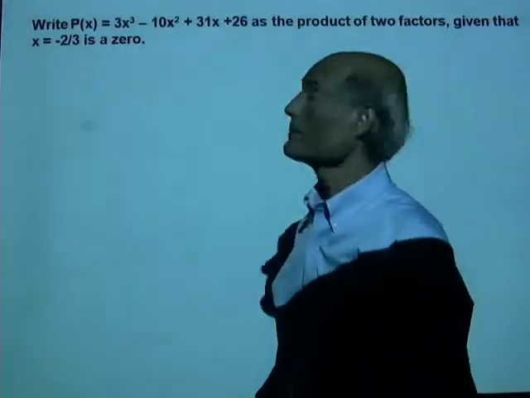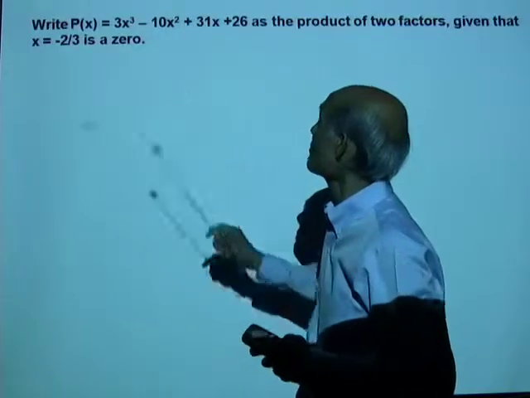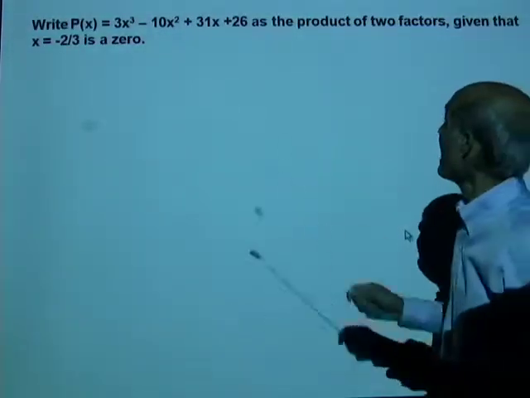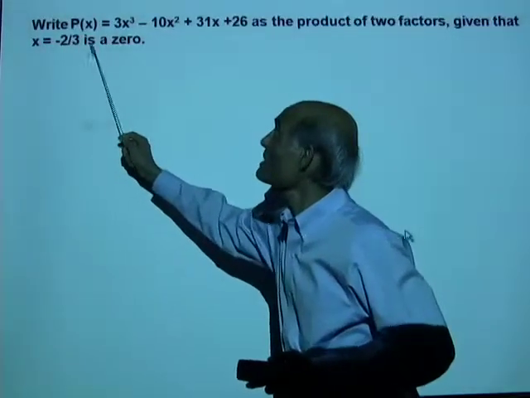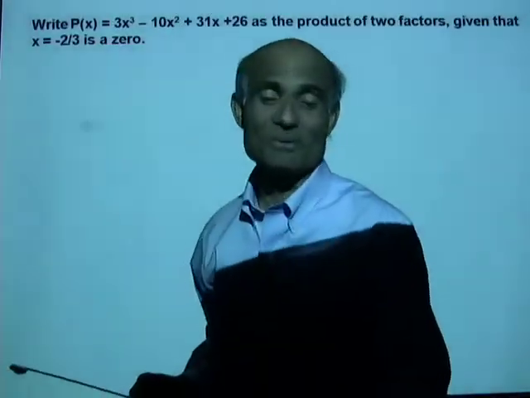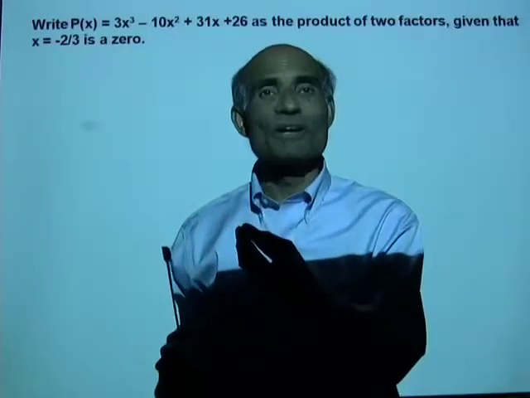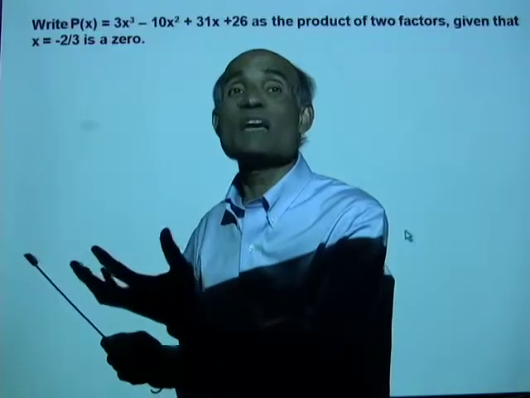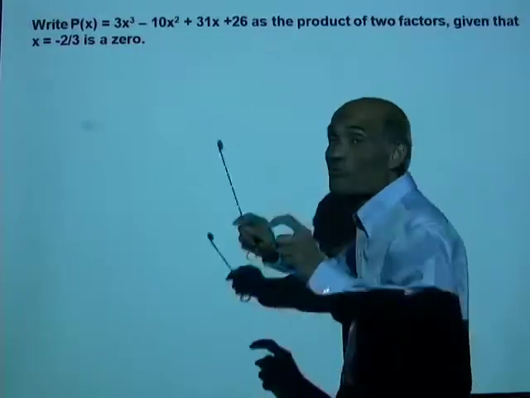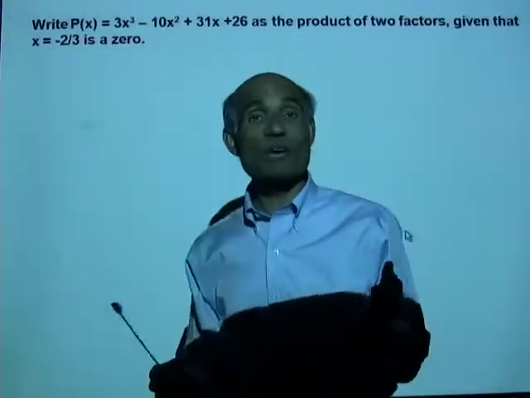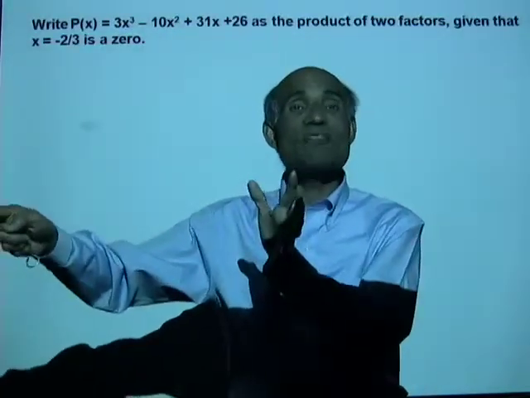Okay, another one. Write p of x equal to 3x cubed minus 10x squared plus 31x plus 26 as the product of two factors, given that x equal to negative 2/3 is a 0. What is the conclusion? If x equal to negative 2/3 is a 0, it means x plus 2/3 is a factor. That means you have been asked to write it as the product of two factors. One factor we already have, x plus 2/3. Now how do we get the other remaining factor?